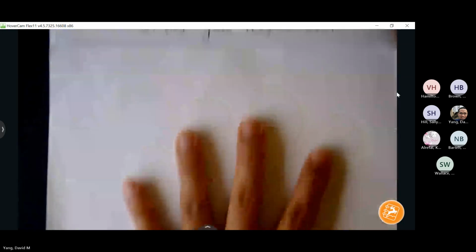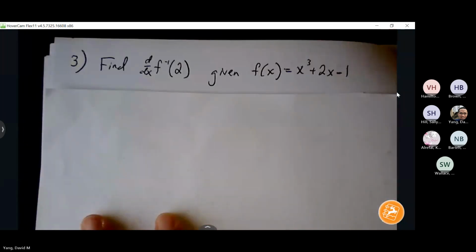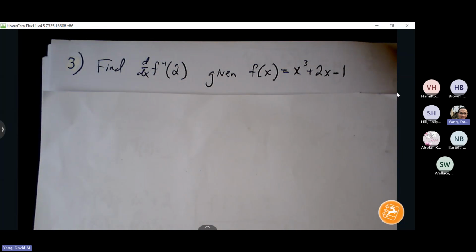What are the different procedures that you might start off with? I know one's expansion. There's also this one here where we have to do the derivative of an inverse at a point. We can try that one. Okay, everybody good with 2? Number 3, find the derivative of f inverse at 2, given that f of x is x cubed plus 2x minus 1.